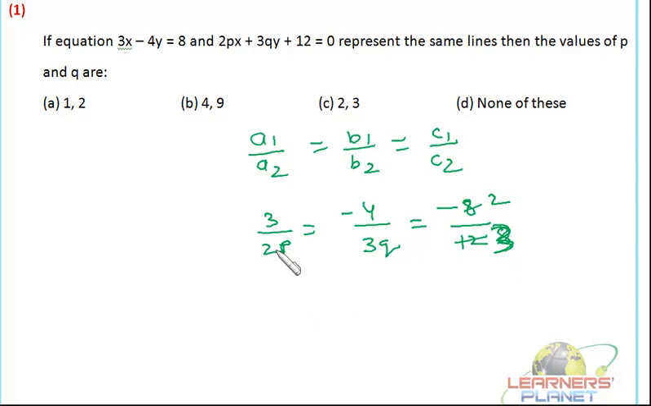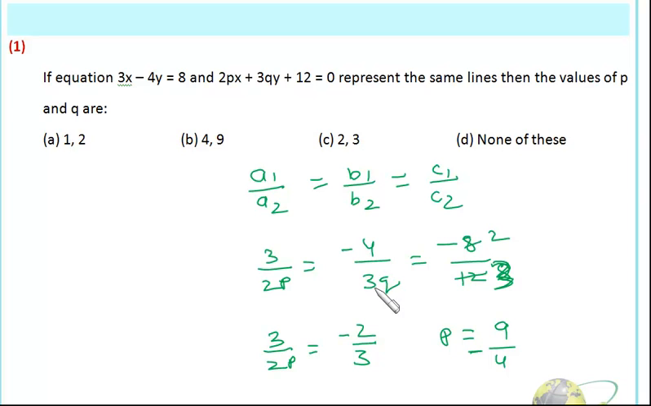Okay, so 3 upon 2p is equal to minus 2 by 3. So p is equal to minus 9 by 4.